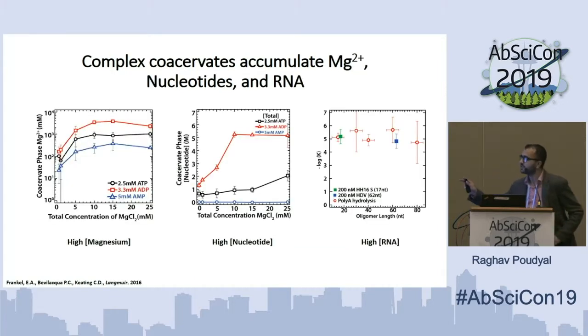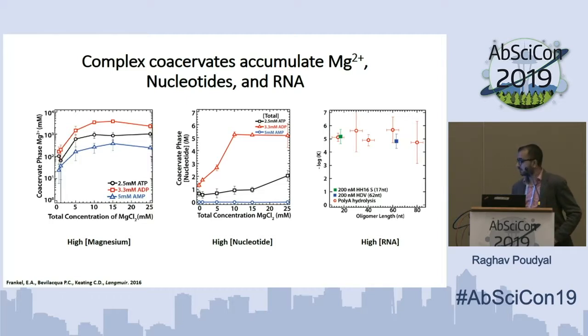I'm not going to go into too much detail, but what she showed was you could really accumulate magnesium, nucleotide, and RNA. For example, when she used ADP and polyallylamine to form these coacervates and only added about 5 millimolar magnesium in bulk, the concentration of magnesium in the coacervates was upwards of molar. So that's a tremendous enhancement of magnesium levels, which might be very relevant for chemistries like non-enzymatic RNA polymerization or even ribozyme-catalyzed RNA polymerization as well.